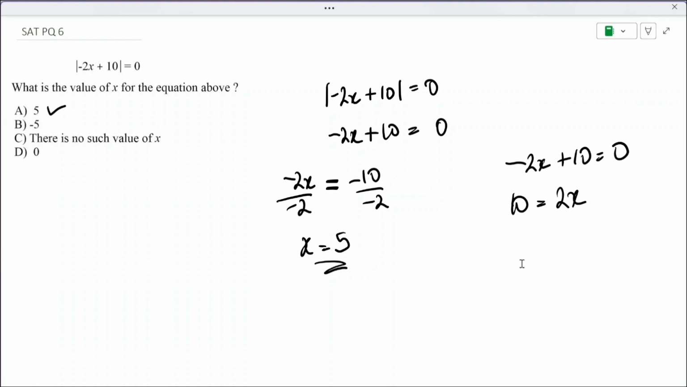That's still 2x. 0 is nothing. So you have 10 equals 2x. We're looking for x, so we divide both sides by 2. 2 cancels 2. X equals 10 divided by 2, that's 5. So x is 5. The same result. Hope you understand.